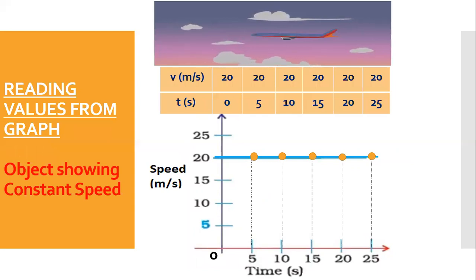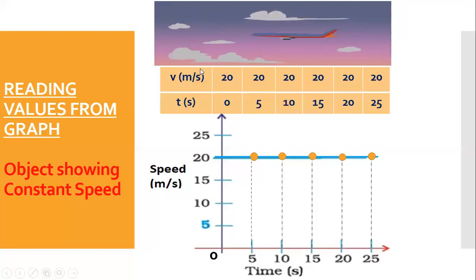So let's suppose you're standing on the ground, you're an observer, and you observe an aeroplane flying above you. At time t0, you started observing the aeroplane, which was moving with a speed of 20 meter per second. Then after every 5 seconds, you observed the speed of the aeroplane, and it did not change. It was 20 meter per second.